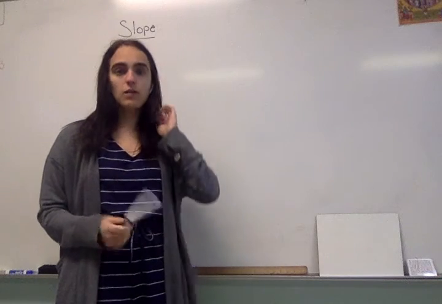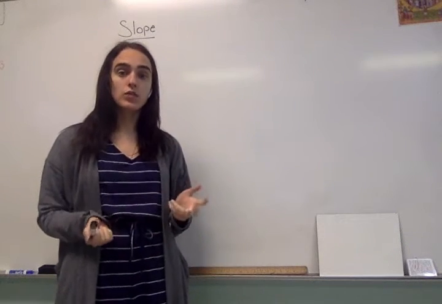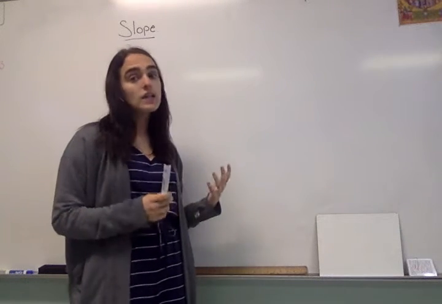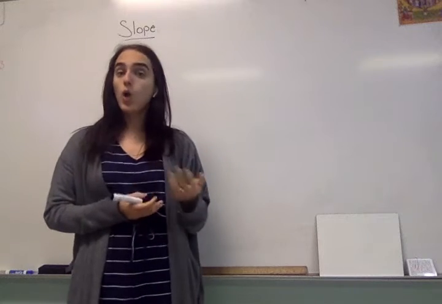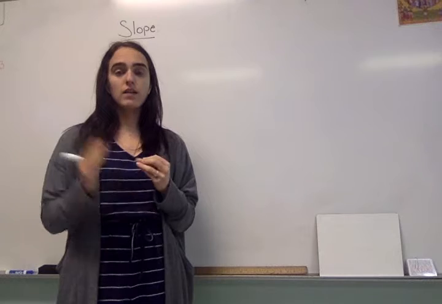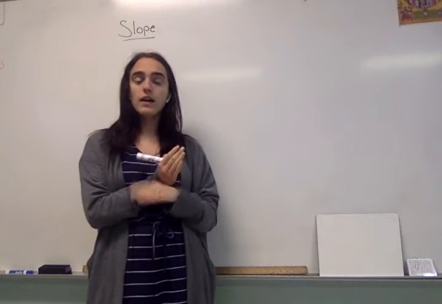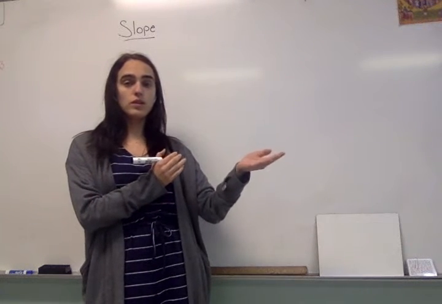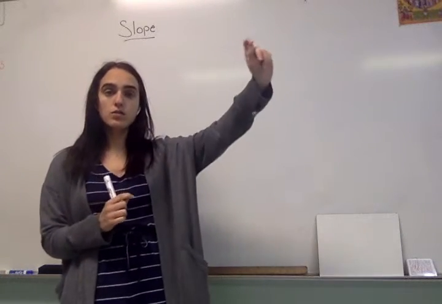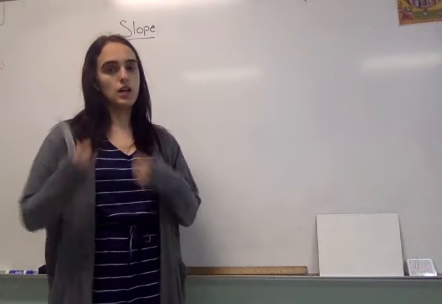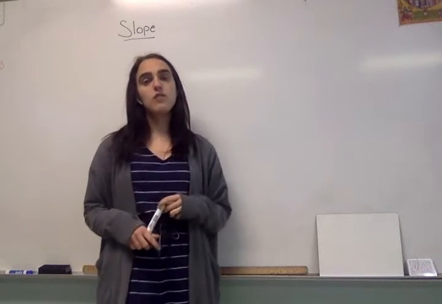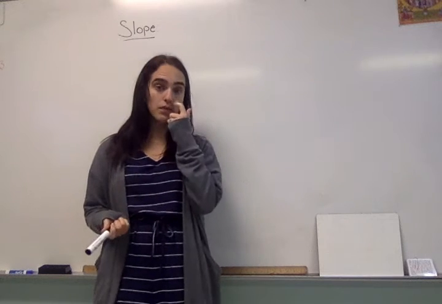Yesterday, or on Monday, excuse me, we talked about linear equations and how to graph them, right? If you have y equals x plus 1, you can make your chart, plug in numbers for x, solve for y, and then graph your x and y coordinates and draw a line through all your points. A linear equation forms a line. Today we're going to be talking about the slope of the line.